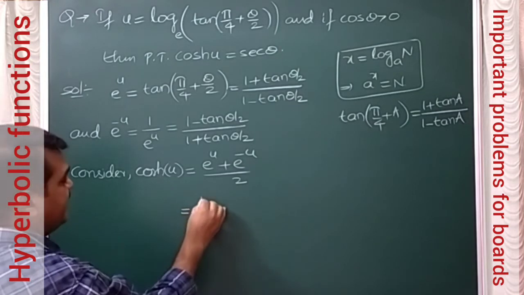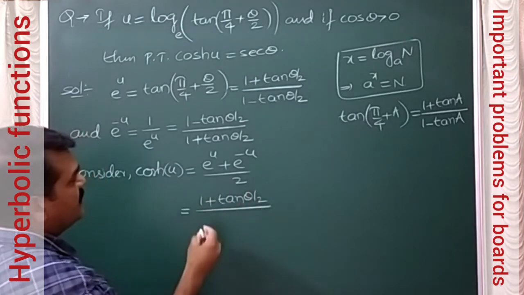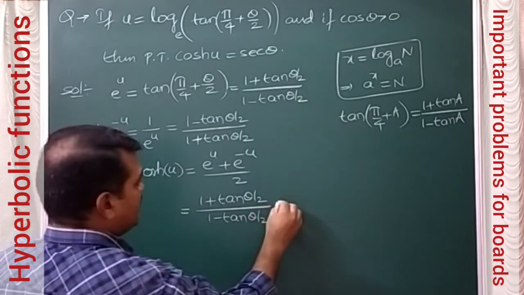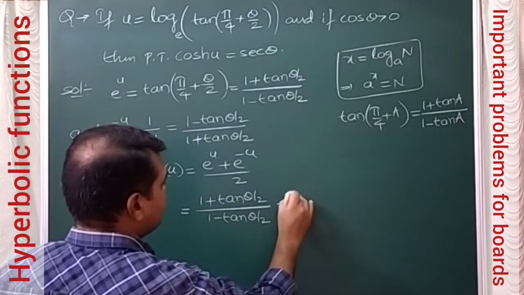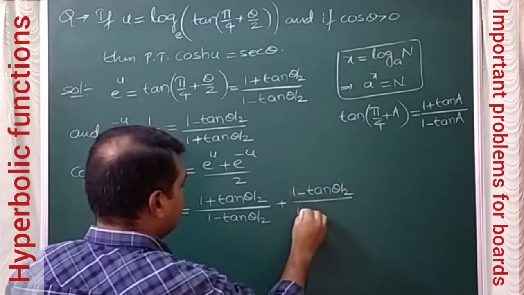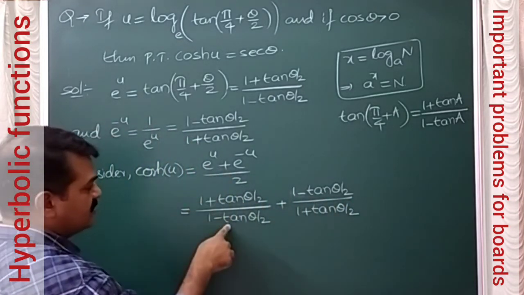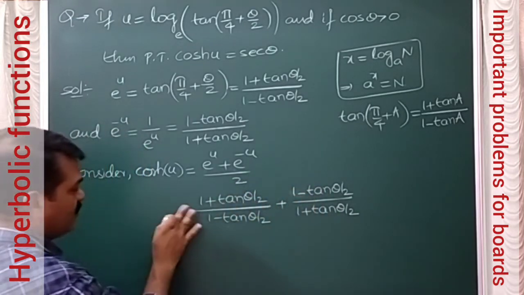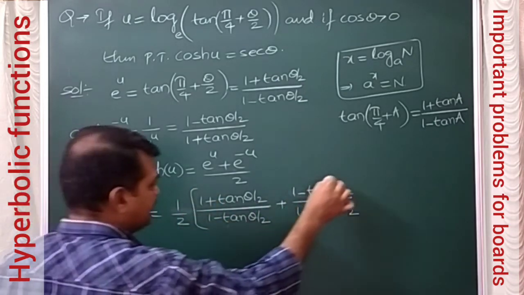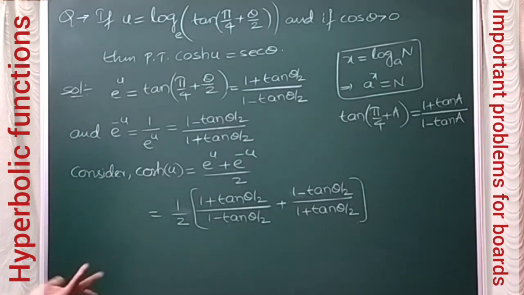So e power u is 1 plus tan theta by 2 by 1 minus tan theta by 2. And e power minus u is 1 minus tan theta by 2 by 1 plus tan theta by 2. E power u plus e power minus u by 2 is there, no? So that by 2 I will write here. Now take LCM and simplify.